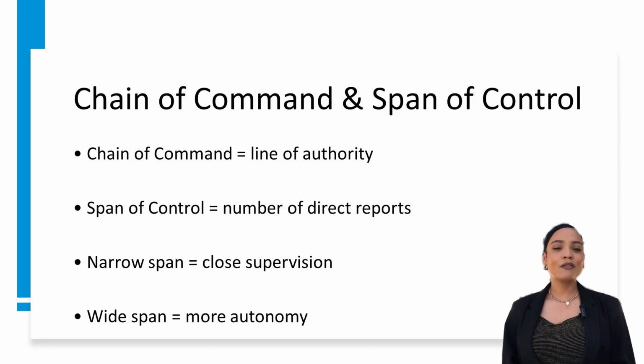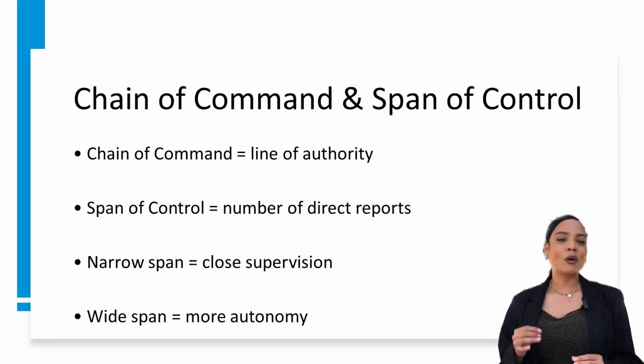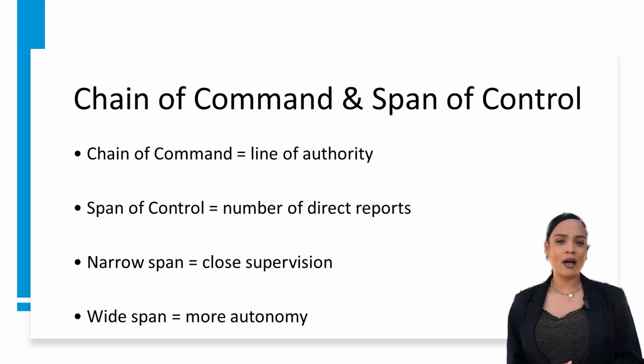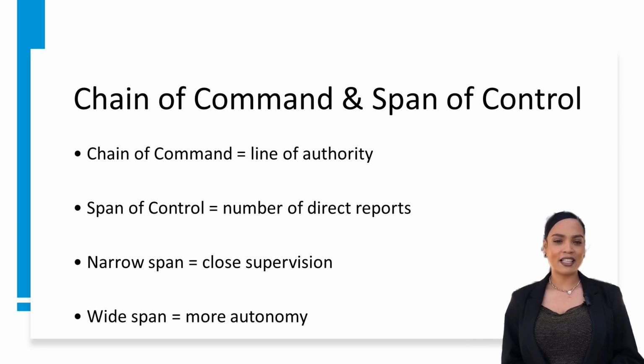Span of control refers to how many employees a supervisor manages directly. A narrow span allows close supervision but may slow decisions. A wide span encourages autonomy but may cause oversight issues. In production, a span of control must balance supervision quality with efficiency. For example, a supervisor overseeing 10 operators may be ideal. Too few wastes resources. Too many reduces quality control.